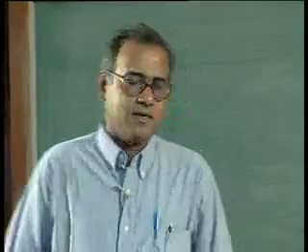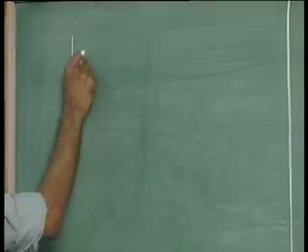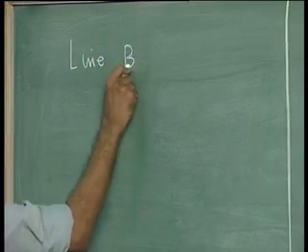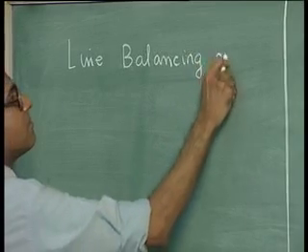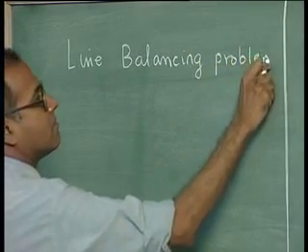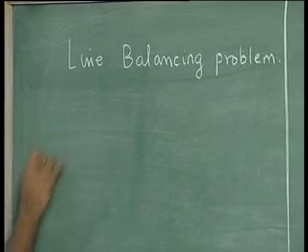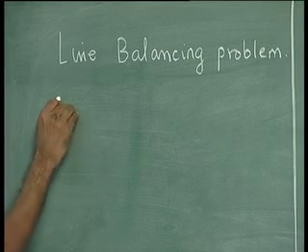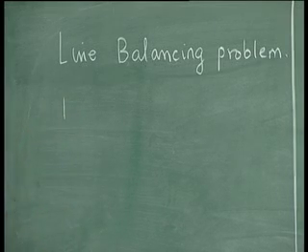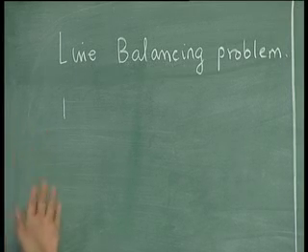Today we look at another formulation of integer programming, which is called the line balancing problem. The problem is as follows. You can assume that there is an assembly line and say 10 items have to be assembled, say 1 to 10, we call them 1 to 10.